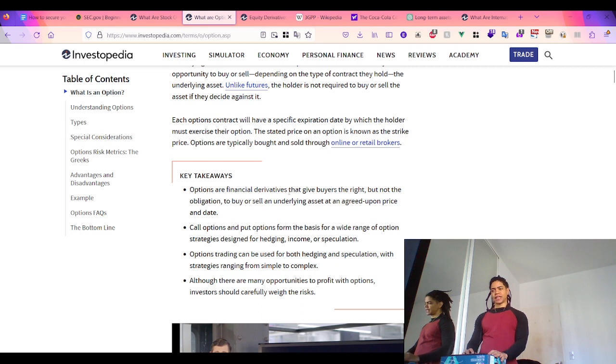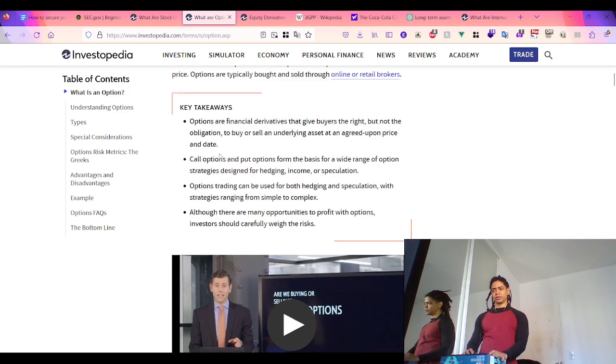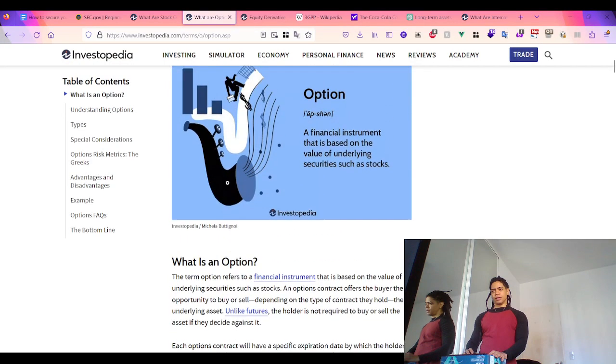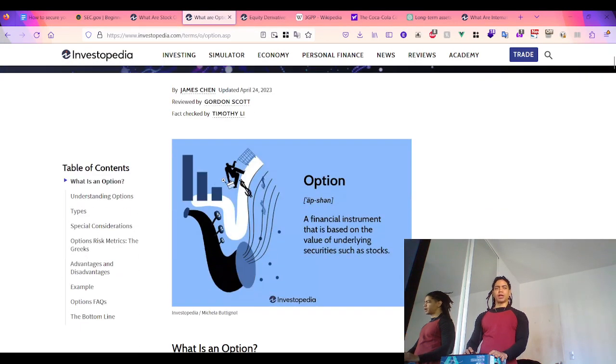Options are financial derivatives that give the buyer the right but not the obligation to buy or sell an underlying asset at an agreed upon price. An option is a financial instrument that is based on an underlying security's value. So if the security doesn't exist, the option evaporates. Okay, it's an option.